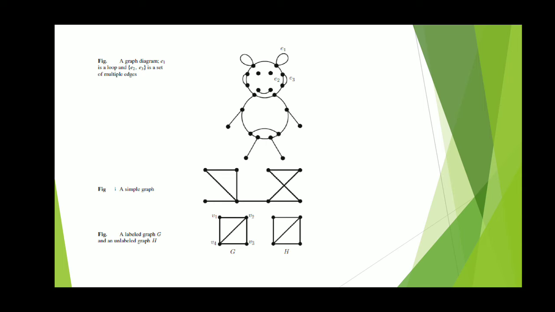The third one is a labeled or unlabeled graph. That means we give a name for each and every vertex. So in the first graph G, the vertices V1, V2, V3, V4 are mentioned. But in the second graph H, there are no symbols. So if we mention the symbols, then a graph is said to be a labeled graph, or otherwise it is an unlabeled graph.